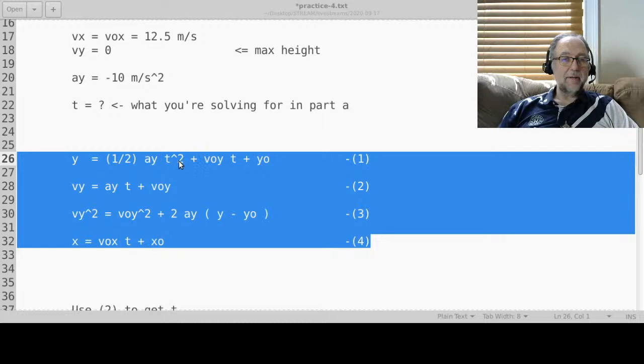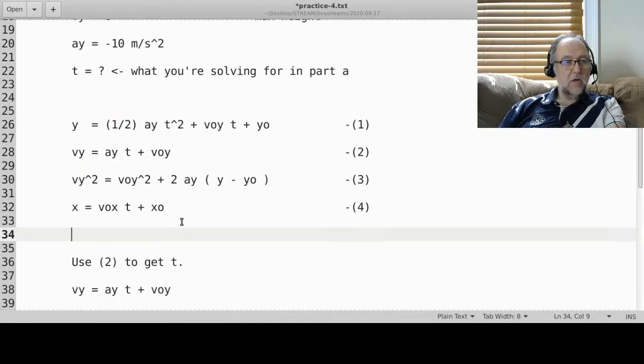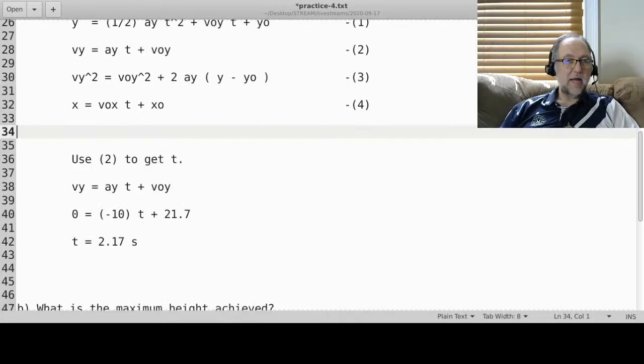And number 1, could you use number 1? Probably. Let me see here. Do you know why not? V naught y, ay, you don't know y, and you don't know t. So number 1 you can't use. You have to use number 2, and it's also one of the easy ones. So we're going to use number 2 to get the time.